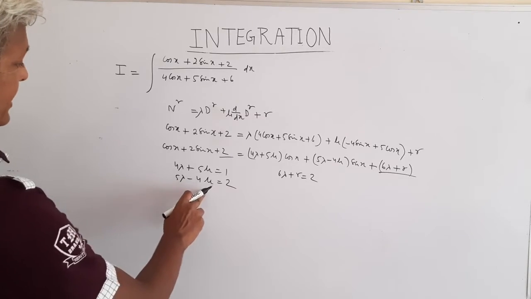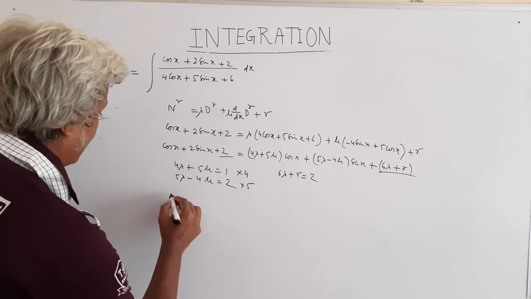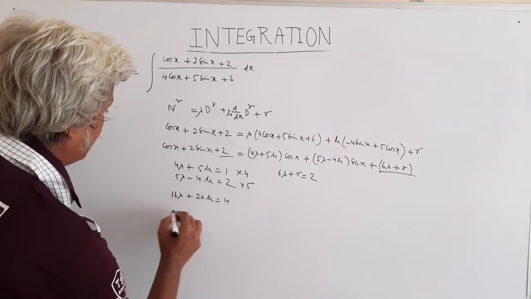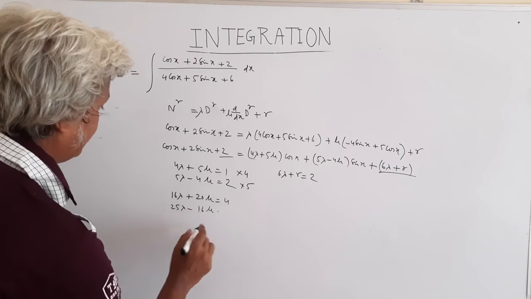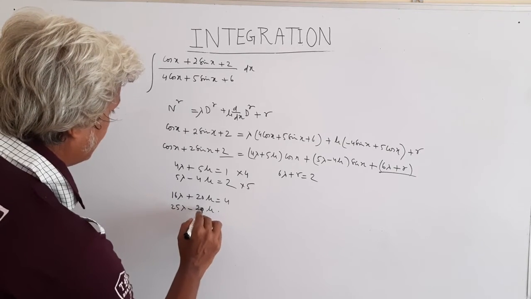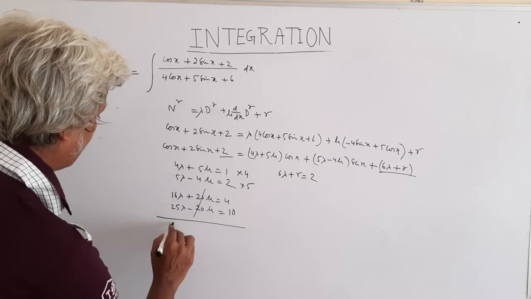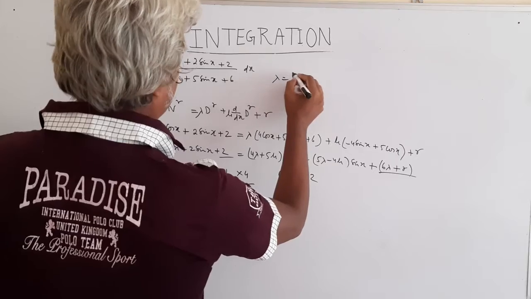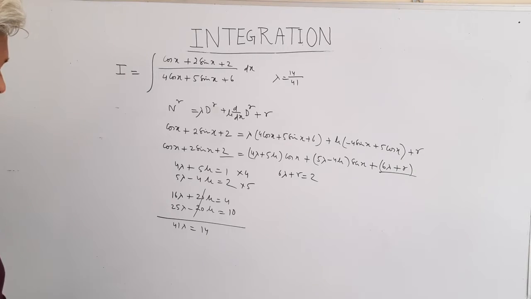So I target the mu. I multiply the first equation by 4 and the second by 5. So I get 16 lambda plus 20 mu is 4, and 25 lambda minus 20 mu equals 10. If you add, this cancels. So this is 41 lambda is 14. So we are getting lambda as 14 over 41. 25 plus 16 is 41 and 10 plus 4 is 14.